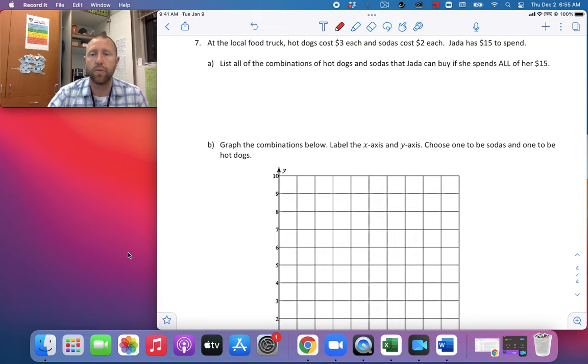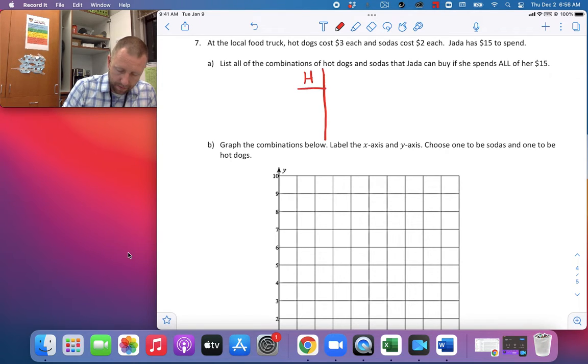This one, we had to come up with all the different combinations that work so that Jada can spend all of her $15. So what I notice here is she's got hot dogs for $3 each and sodas for $2 each. So I'm going to make a table right away. So I've got hot dogs and sodas. And you just start going through some different combinations.